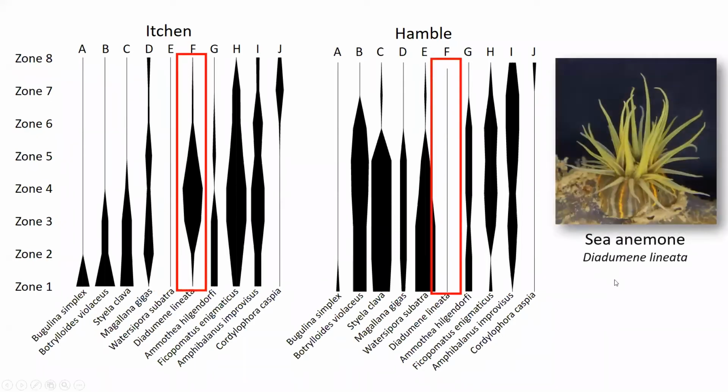Okay, another concrete difference, but in reverse this time, is a species that's in the Itchen and abundant there, but was not recorded in the Hamble. And this is the orange striped sea anemone, Diadumene lineata. And I'll try to explain the situation with that one later when we've had a broader look at the data that we gathered for these two estuaries.